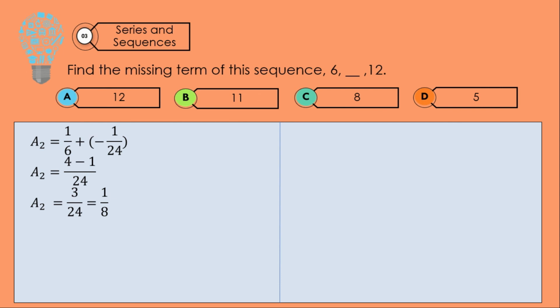Now we have the missing term, but it is in the arithmetic sequence. What we are looking for is the missing term of the harmonic sequence. Let's change it back to the harmonic sequence. We'll have 6, 8, and 12. So the missing term of this sequence is 8. Our answer is letter C.